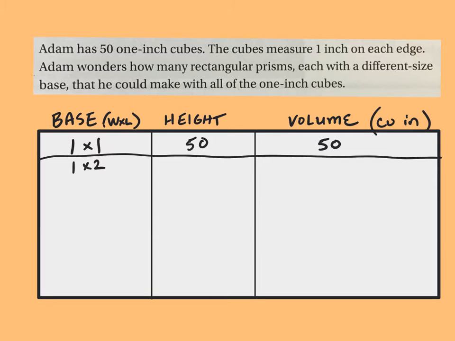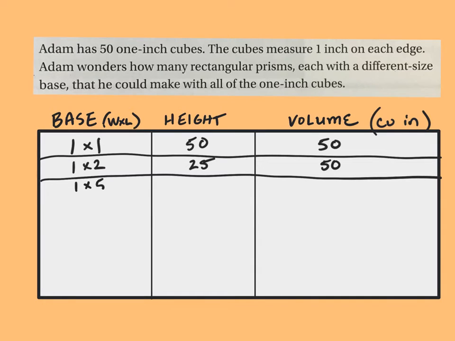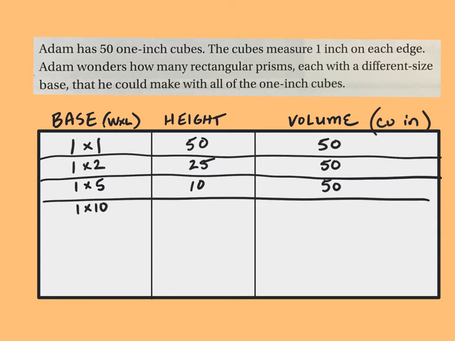What if it's 1 by 2? Then we would multiply it by 25, and that would still give us 50. Can we do 1 by 3? Would that make sense to multiply 3 by something to get 50? No, it doesn't. 4? No. How about 5? Can we say 1 by 5? Yes, because 5 times 10 is 50. So you see how this is moving along a lot quicker than when we were drawing them out. How about a 1 by 10? Is that possible? Yeah, because 10 times 5 is 50.